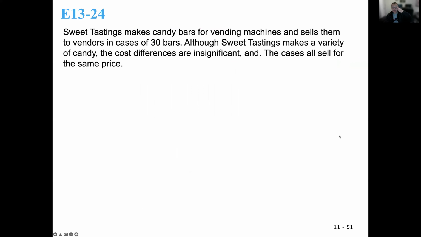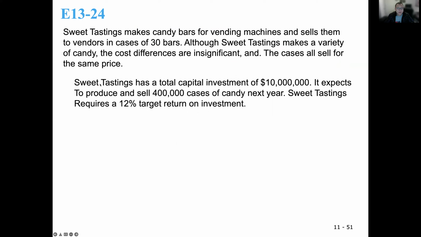Now let's work together on one question. This company makes candy bars for vending machines and sells them to vendors in cases of 30 bars. Although the company makes a variety of candy, the cost differences are insignificant. The cases all sell for the same price. The company has a total capital investment of $10 million. It expects to sell 400,000 cases of candy next year. They require a 12% targeted return on investment.